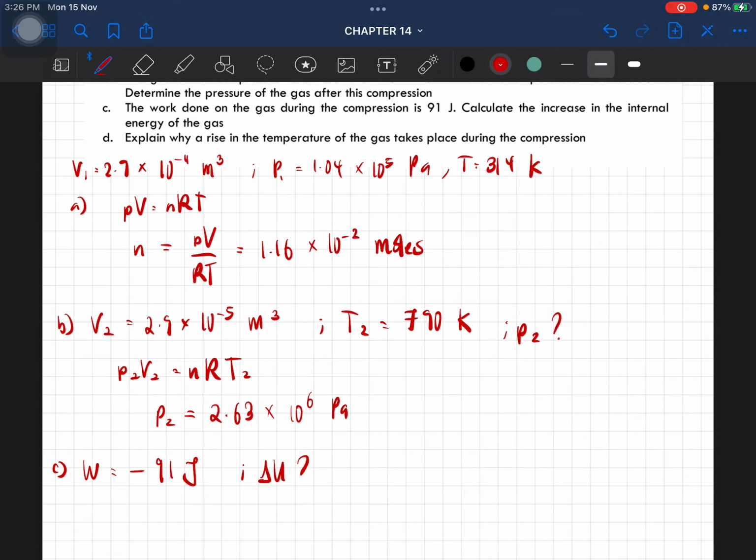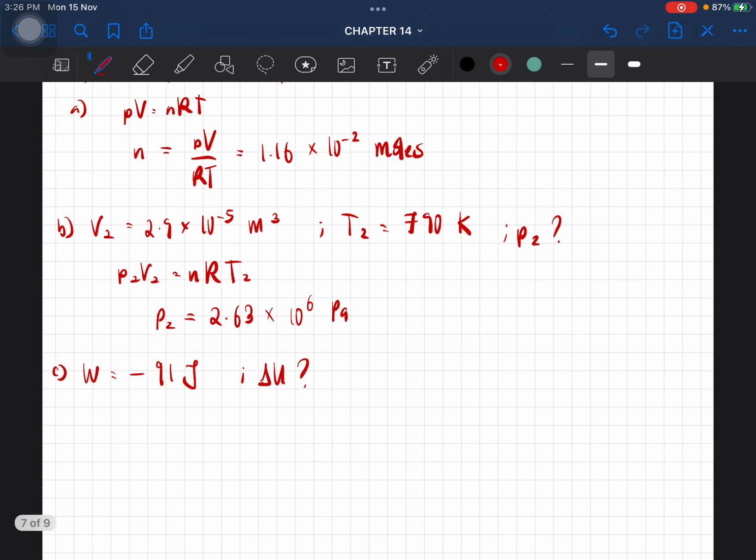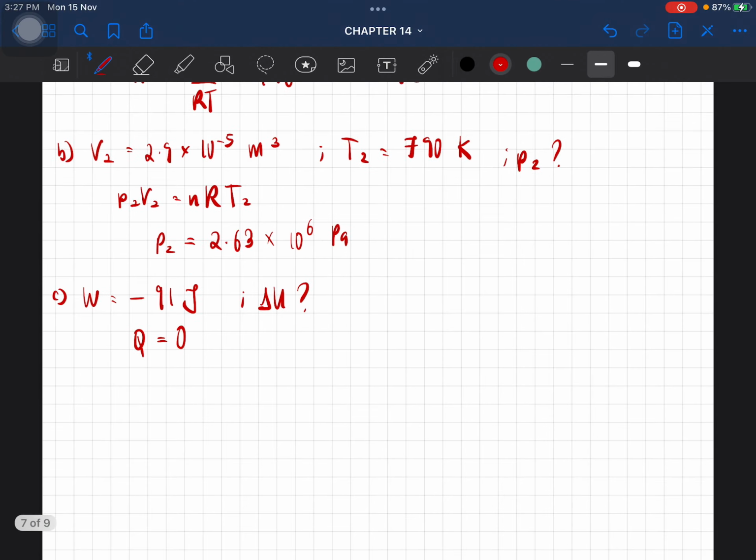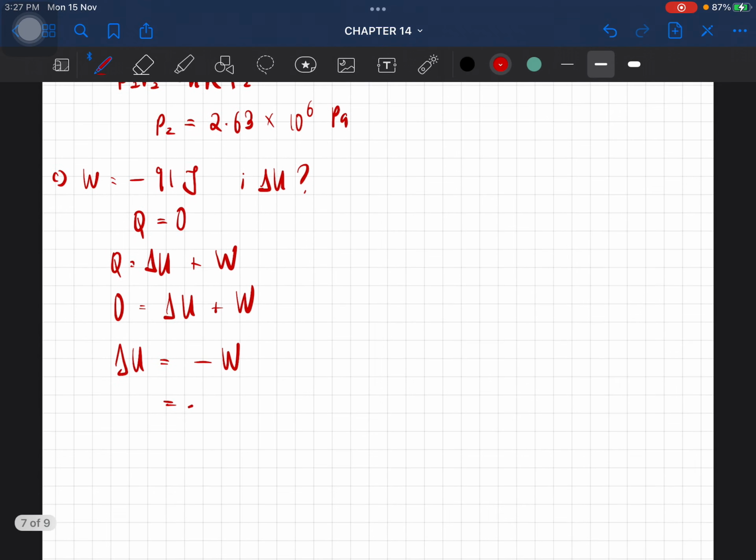Then we have to calculate the change in internal energy. Okay, so since the cylinder is insulated, there is no heat loss, so Q is equal to 0. So from here we can use the first law of thermodynamics, where 0 equals delta U plus W. So delta U is equal to negative W. So this is just negative of negative 91. It will be equal to 91 joule. So the energy in the system increases.